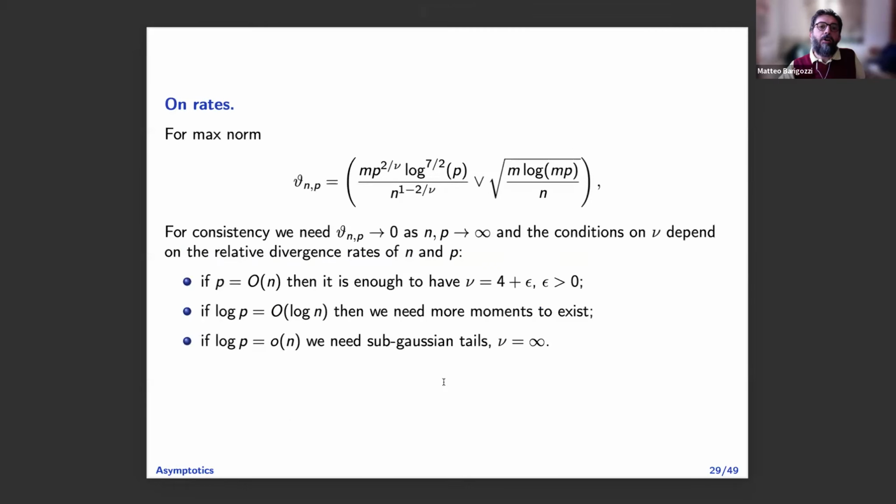Okay, having said this, now let's see which kind of data can satisfy this, so under which cases this goes to 0. Well, if p is of the order of n, then this will go to 0, okay? If log p is of order of log n, then you need a bit more moments to make this go to 0. If you are in an ultra high dimensional case, so log p little o of n, then you need sub-Gaussian tails to get convergence. But this is very large, okay? This means that p is almost the exp of n, so this is ultra high dimensionality. But you can still get some consistency result.